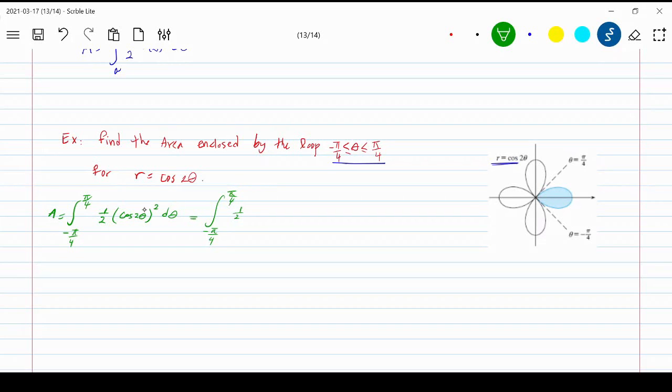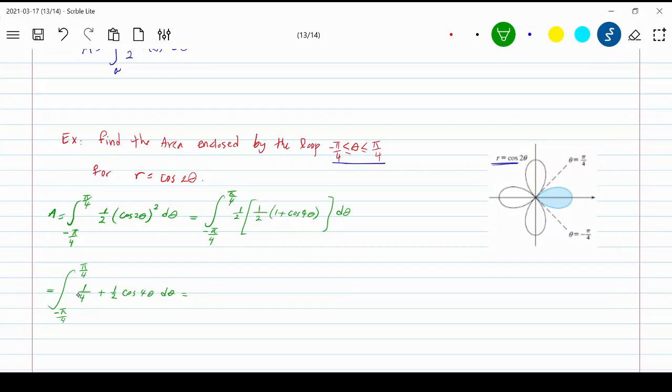1/2. Cosine squared 2 theta is the same as, if you remember, using trigonometric identities, 1/2 times 1 plus double angle cosine of 2 times 2 theta, which would be 4 theta. There's a trick to get rid of the power, reduce it to a double angle. So from negative pi over 4 to pi over 4, we have 1/4 plus 1/2 cosine 4 theta d theta.